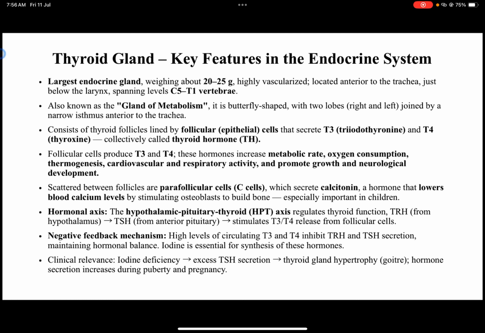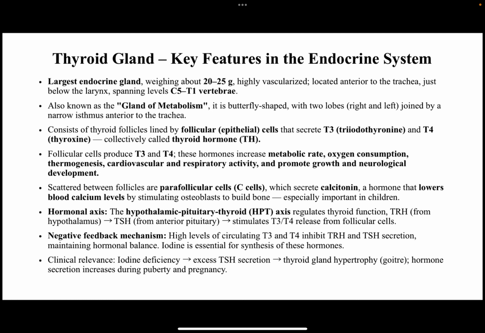In fact, we also call this gland the gland of metabolism, because this is the gland that is in charge when it comes to metabolic activities. Anytime activities of this gland increase or this gland is stimulated, metabolic rates would also increase. So we call this gland the gland of metabolism.